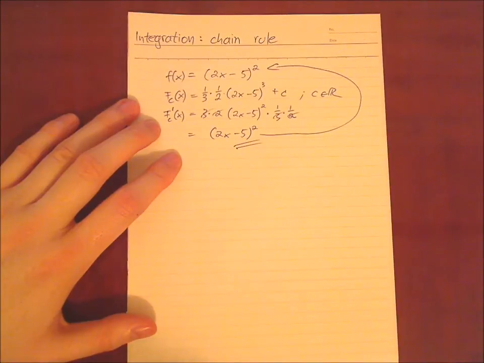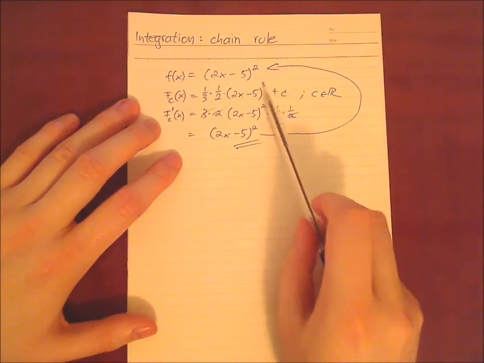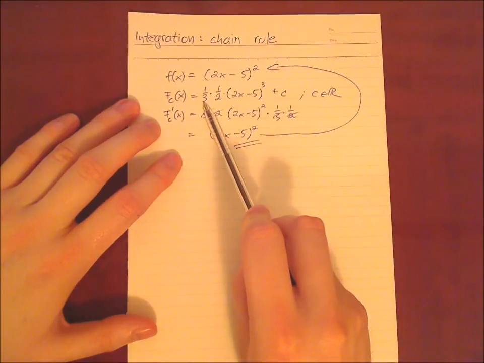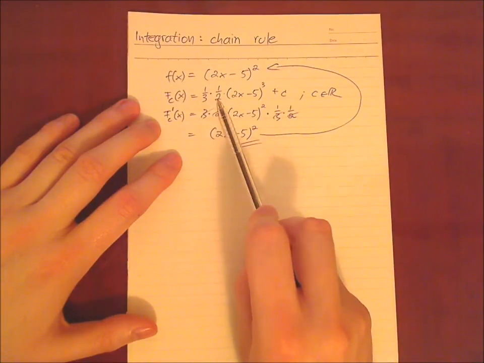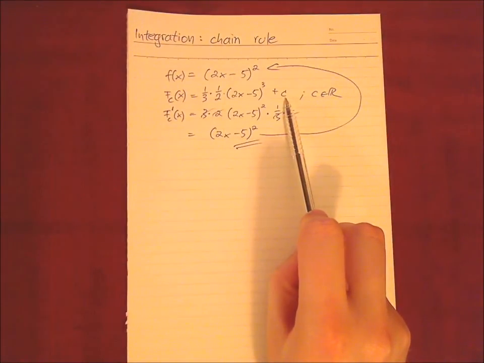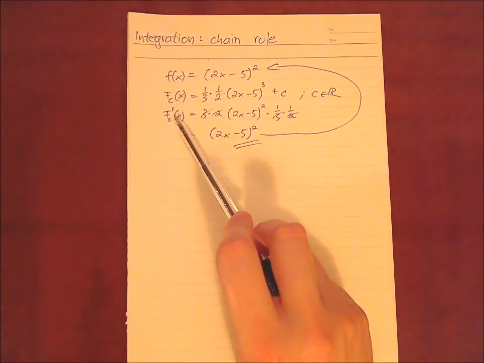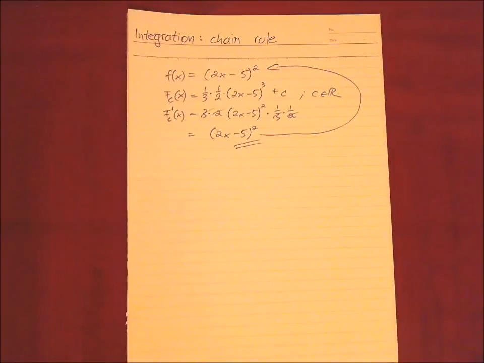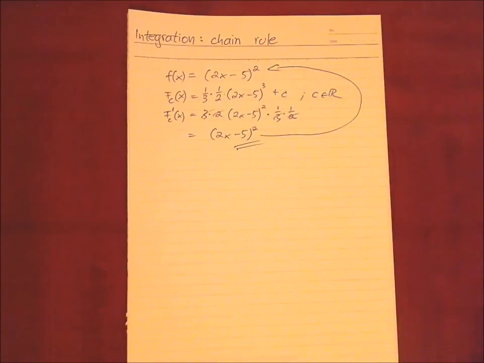So just keep in mind, you have to increase the power by 1. You have to divide by the new power, and you also have to divide by the inner derivation. And don't forget the C. And if you're not sure, just do the differentiation, calculate the first derivative, and then you should end up with the function where you started. This is how it works, integration with the chain rule.